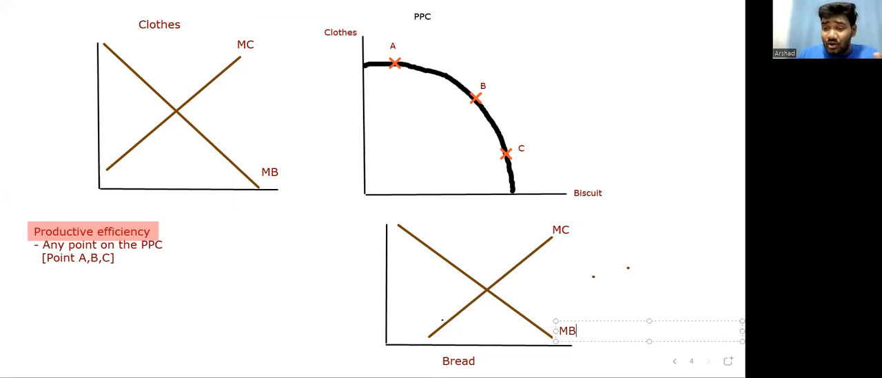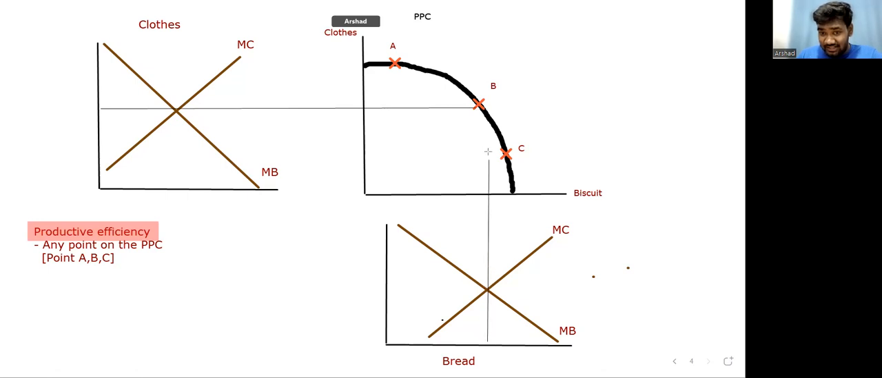So based on clothes, where is the marginal cost equal to the marginal benefit? At this point, here. My diagram is not very aligned, let me redraw that. A little bit of cheating, never mind. Where is the marginal cost equal to marginal benefit for this one?